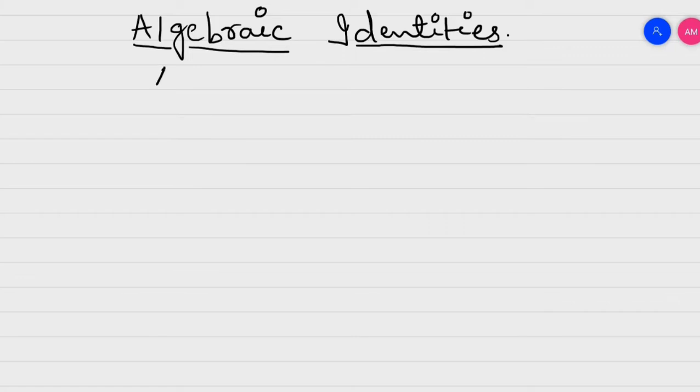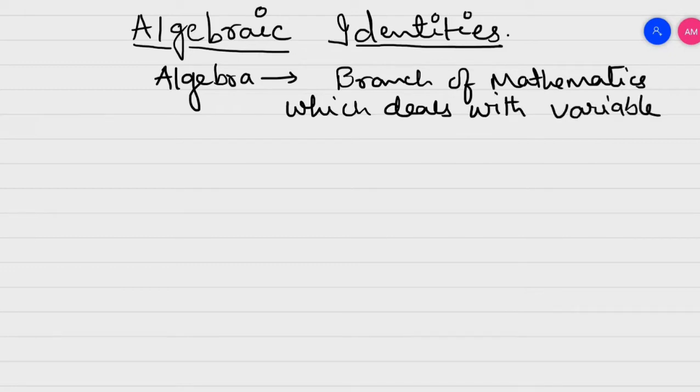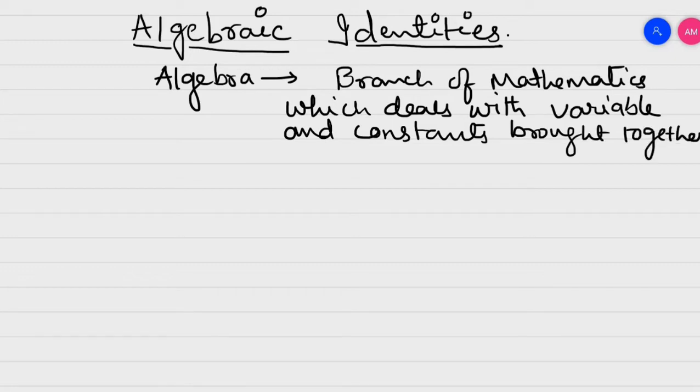Now see, first of all, let us recapitulate what is algebra. Algebra is the branch of mathematics which deals with variables and constants brought together with arithmetic operations.